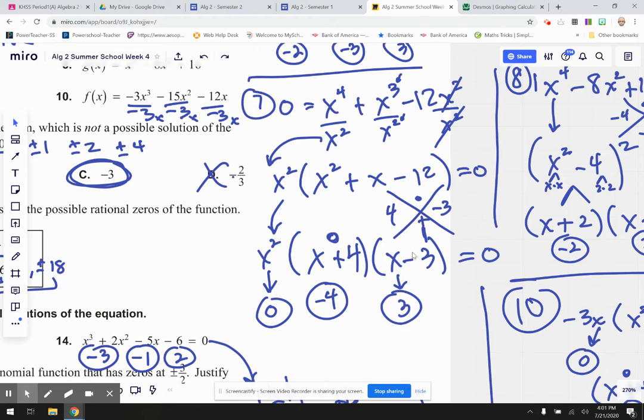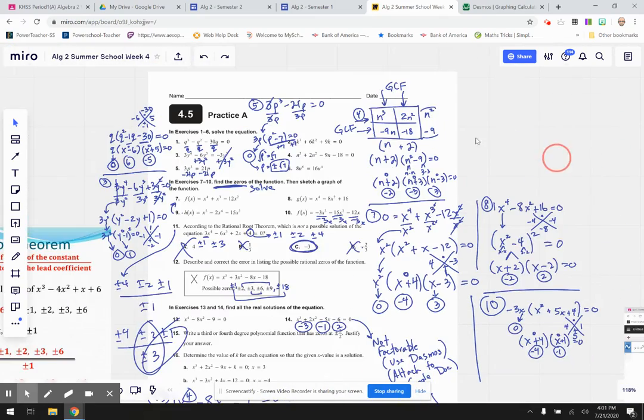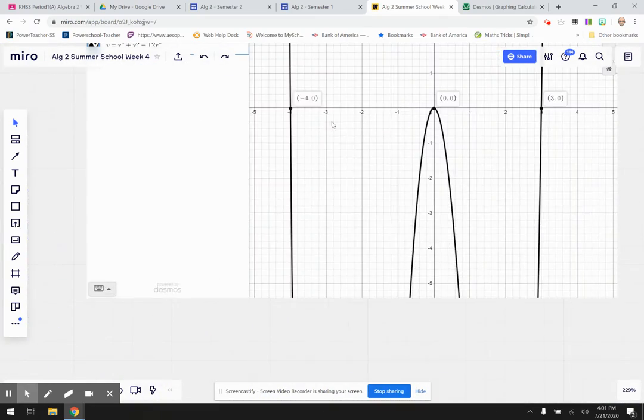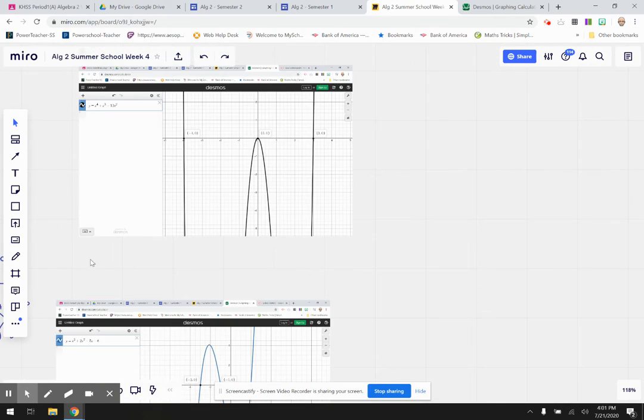And 3 would make this one 0. So 3 would be my x there. So I've got 0, -4, and 3. And that's exactly what we saw here on the graph. 0, -4, and 3 were our 3 solutions.